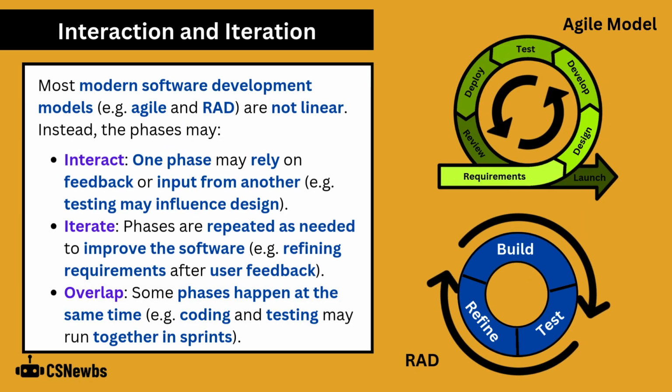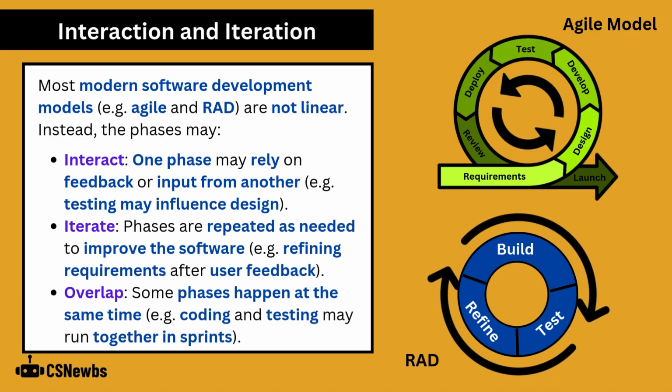Most modern software development models, such as Agile and RAD, are not linear. Instead, the phases may interact, iterate, and overlap. With interaction, one phase may rely on feedback or input from another phase. For example, in the Agile model, testing may influence the next round of design.